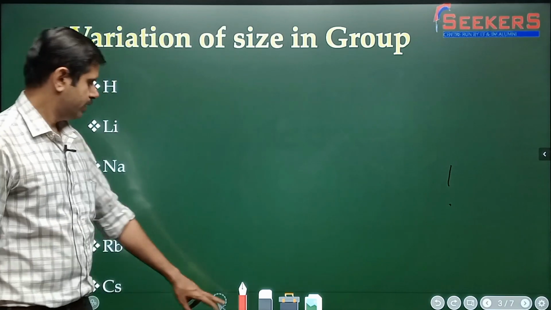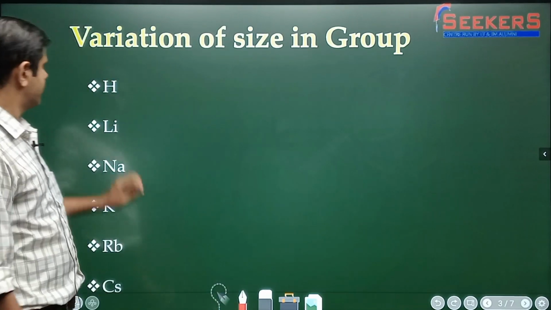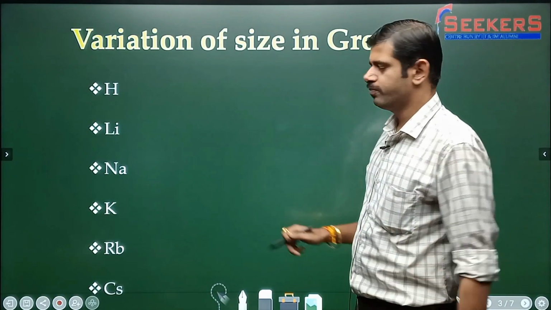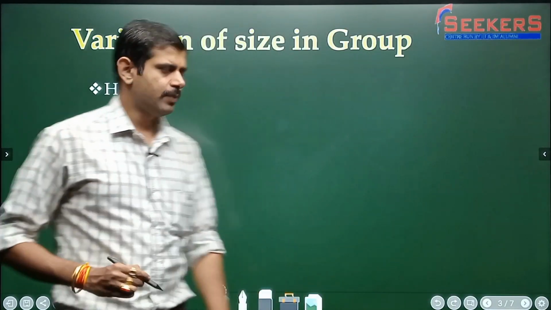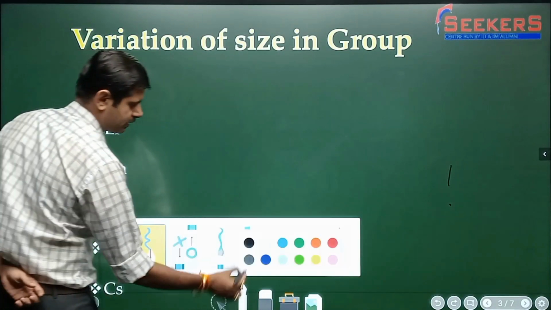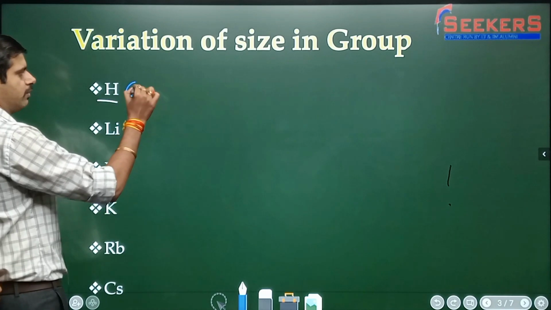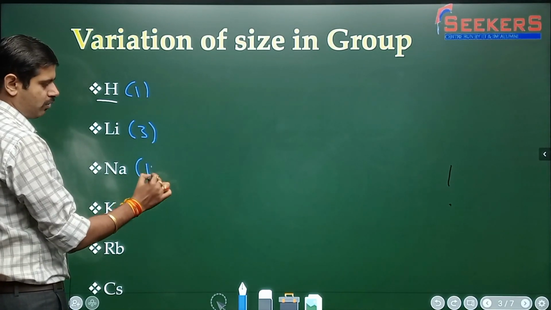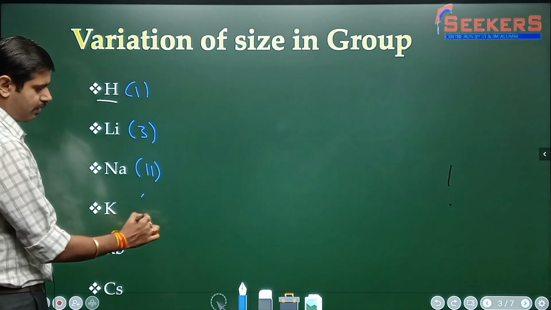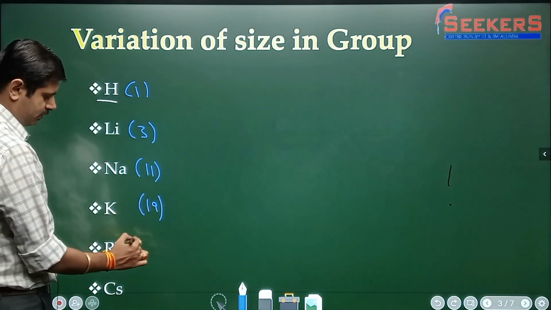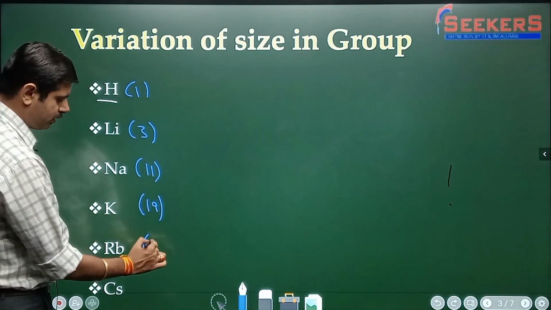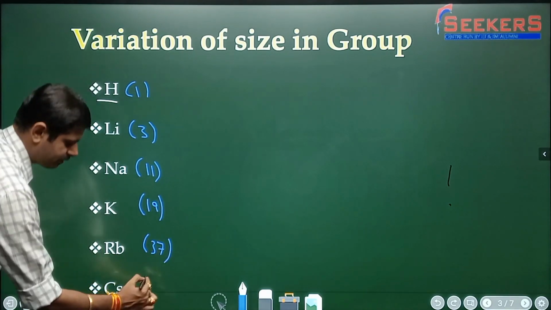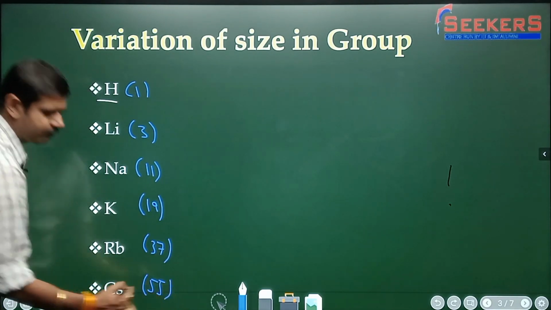Now see what will happen in the case of a group. Hydrogen has atomic number 1. Lithium has atomic number 3. Sodium has atomic number 11. Potassium has atomic number 19. Rubidium has atomic number 37. Cesium has atomic number 55.